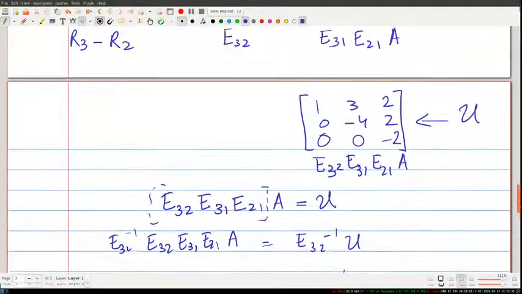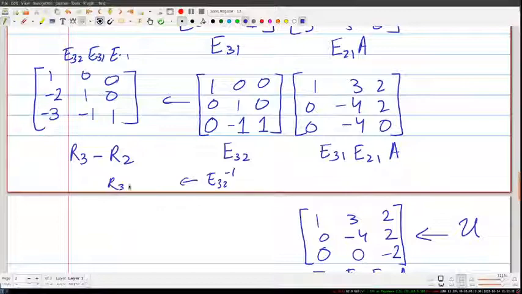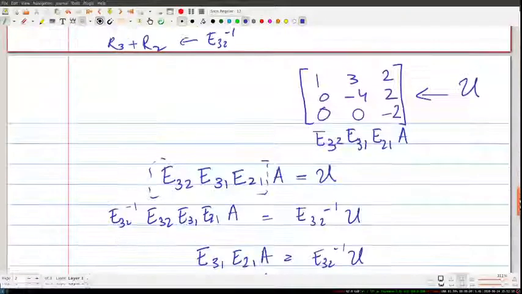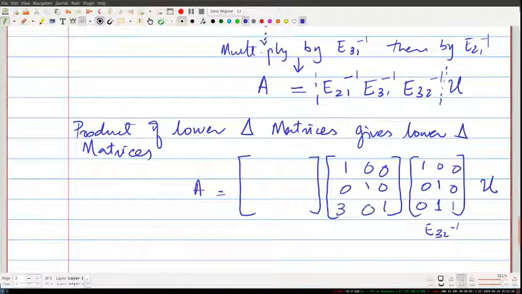So let me just give you one more time what I'm talking about. This E32 had a negative sign here because it was doing R3 minus R2. E32 inverse will do R3 plus R2. So all you need to do is change this sign from minus to plus, and this is what you get for E32 inverse. And doing that for the other two matrices, you get 0 here, 3 here, and 0 here. And for this one, you get 2 here, 0 here, and 0 here.